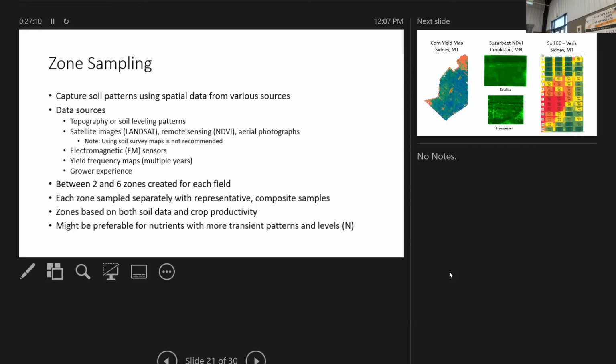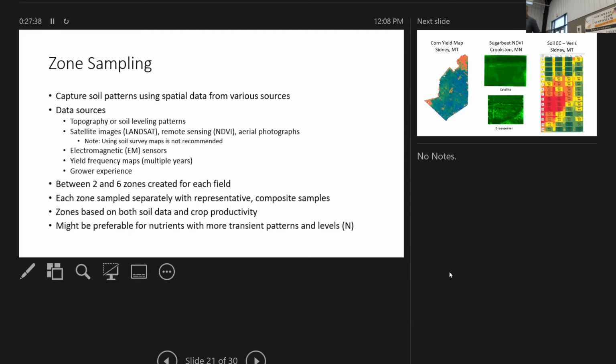In his part of the country, the first level of information they look at is topography. Our fields have all been pretty much leveled flat, right? So we don't have high spots and low spots. But there they have knobs that have been eroded off and swales that have collected some of that sediment. So you'd expect them to respond a little differently to fertilizer. So that's their first step in generating a zone map.